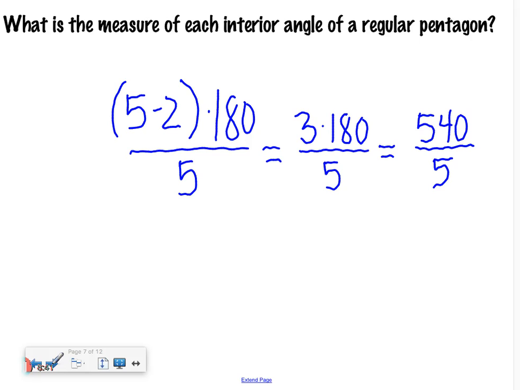You guys get 108? Okay, perfect. That's what I got. 108 degrees.